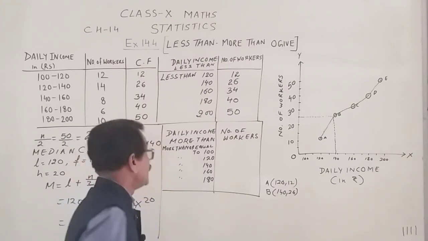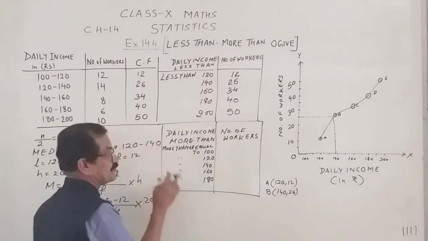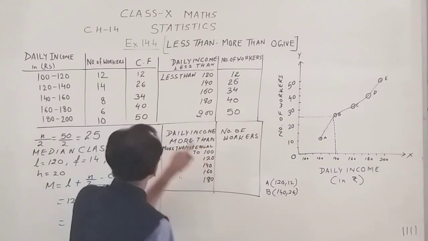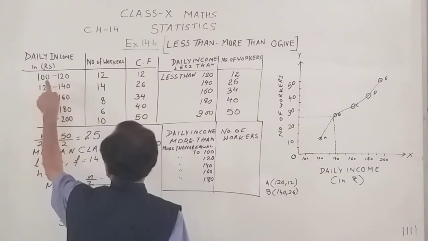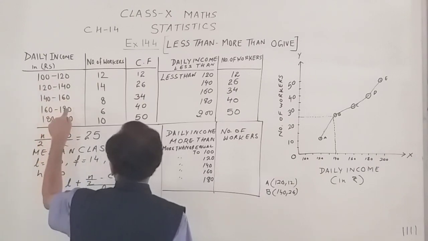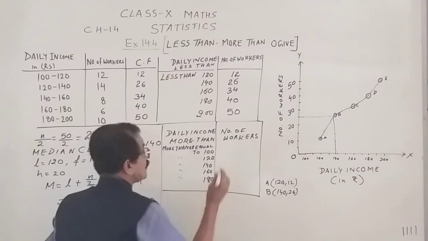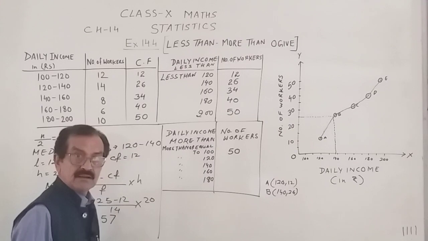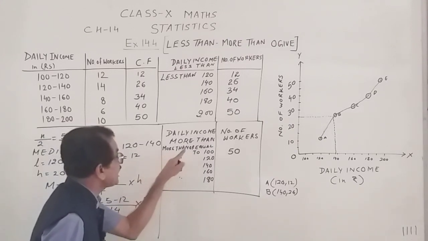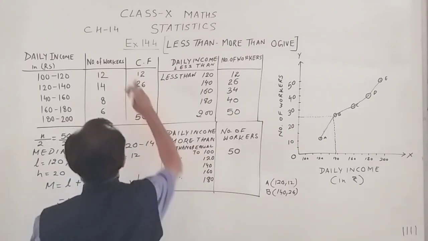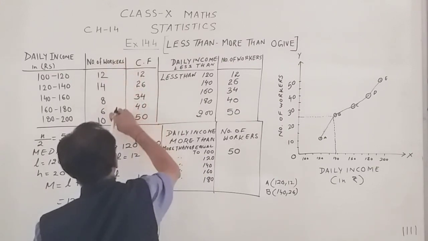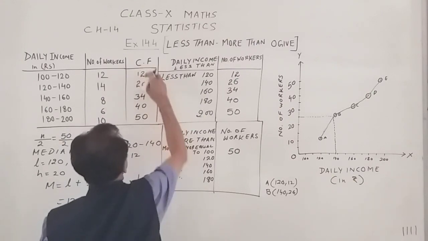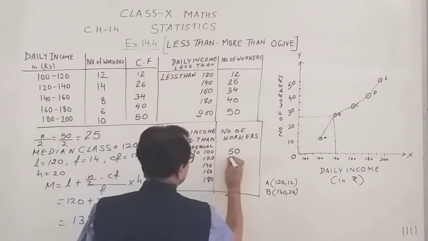For more than type ogive, we have to first find the data. More than or equal to the first lower limit, 100. This is also more than 100. That means 50 workers are earning more than 100. Then 120, more than or equal to 120, excluding this, all others are earning more than 120. That is excluding 12. So 50 minus 12 is 38.